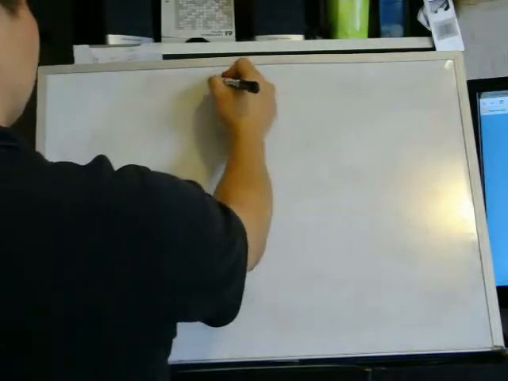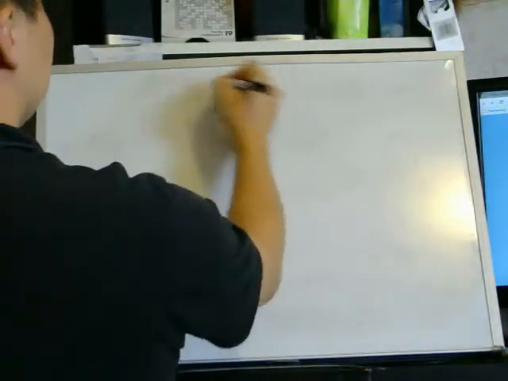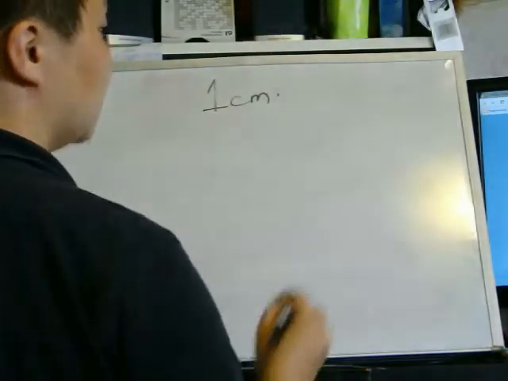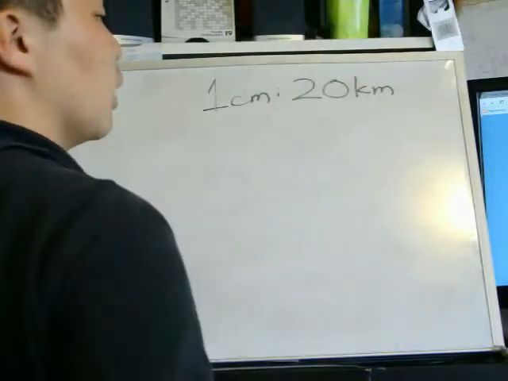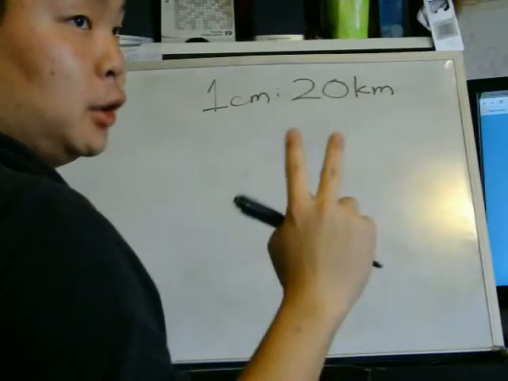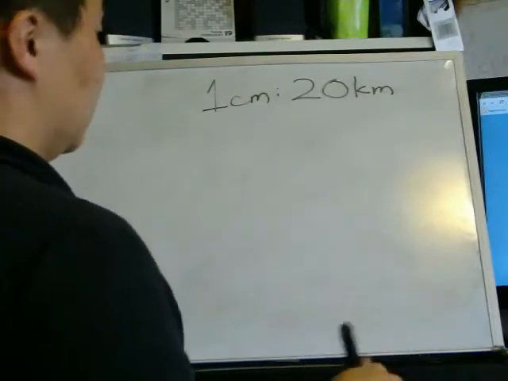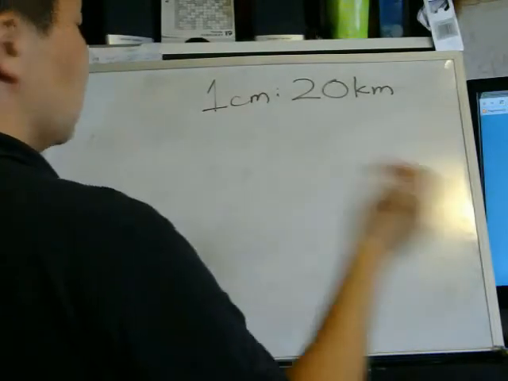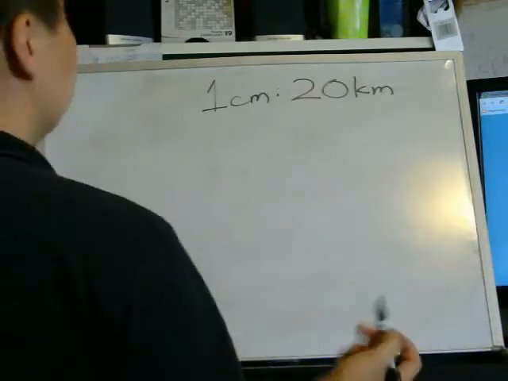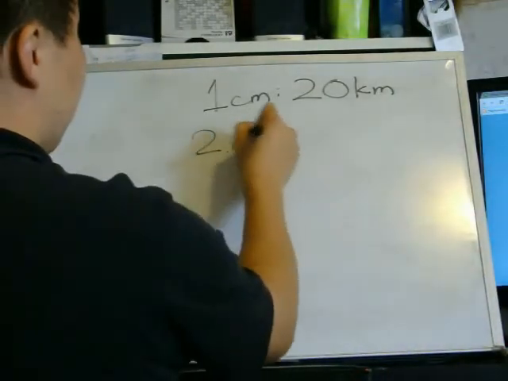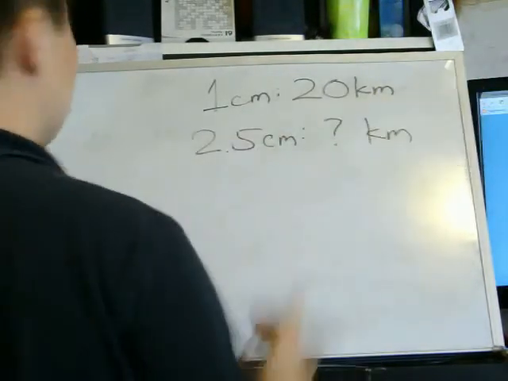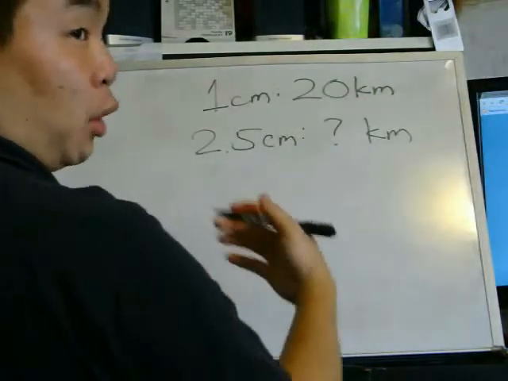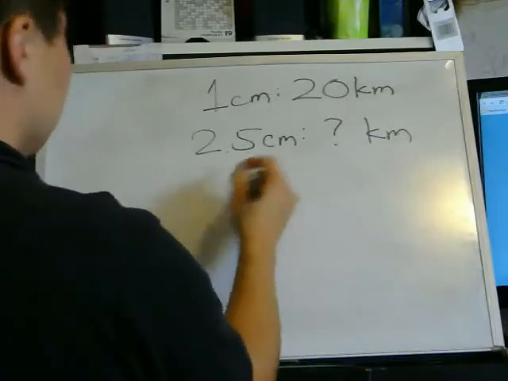A map has a scale which says for every centimeter is actually 20 kilometers. In the map, there's 2 cities that's 2.5 centimeters apart. What does that mean? How far are they really? So if they're 2.5 centimeters apart, how many kilometers? Again, this is a proportion problem, just like the last problem.